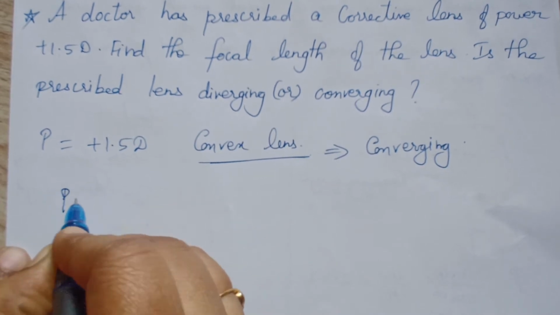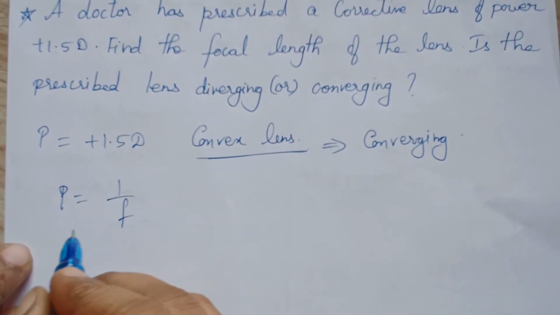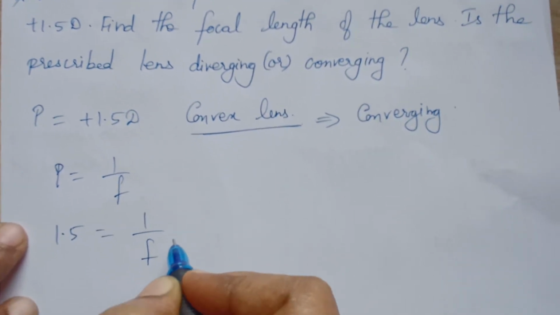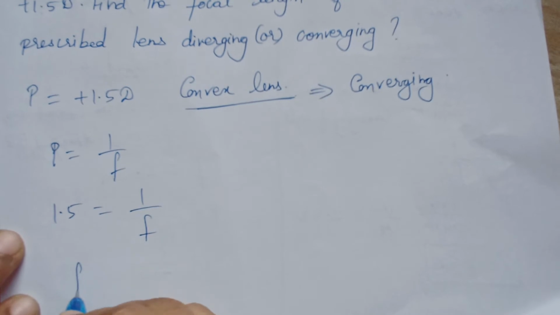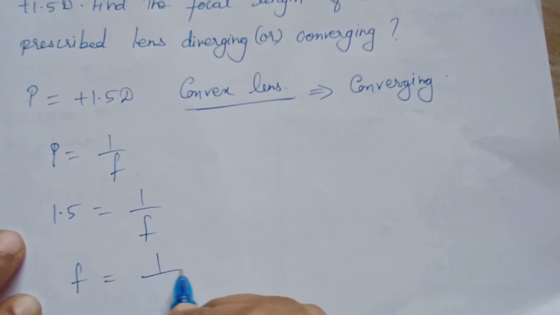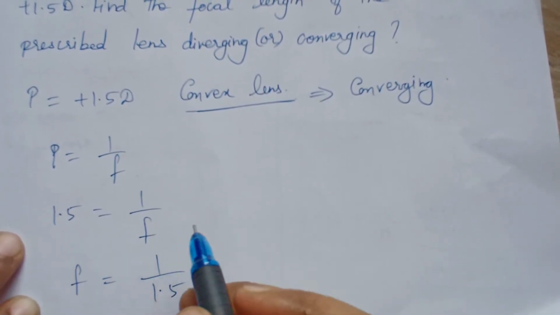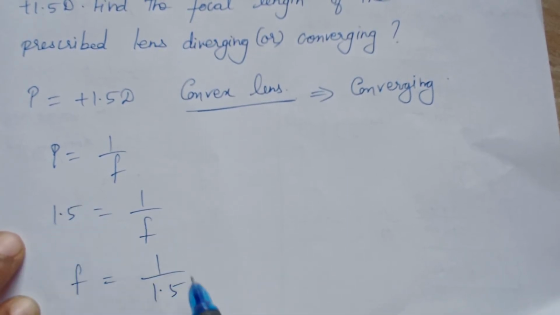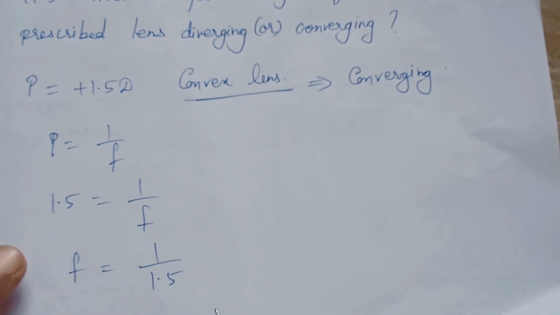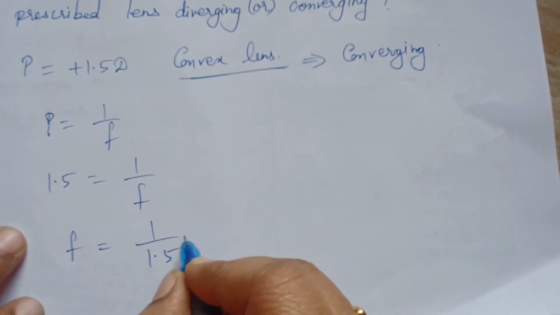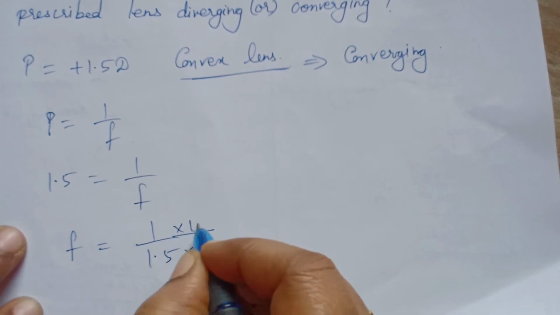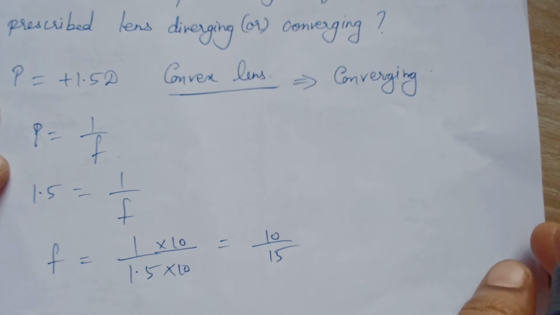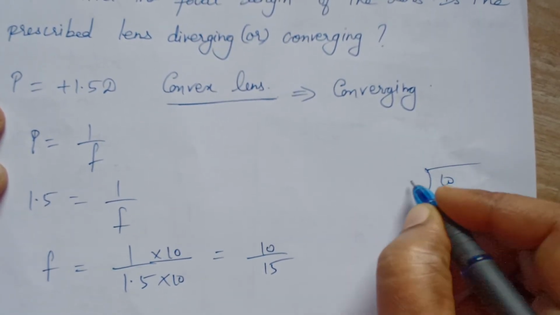You know that P is equal to 1 by f. We know that P is equal to 1.5, that is equal to 1 by f. We need to find the f value only, so it moves like that and 1.5 will come down. While transposing, when it is in division, it will go as a multiplication. When it is in multiplication, it comes as a division, right? So I'm multiplying both by 10. This will give 10 divided by 15.